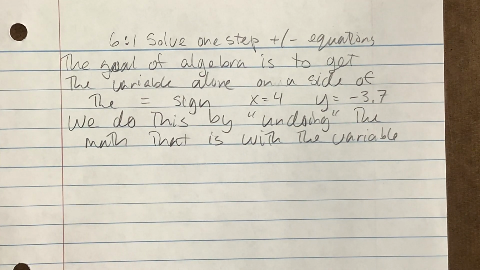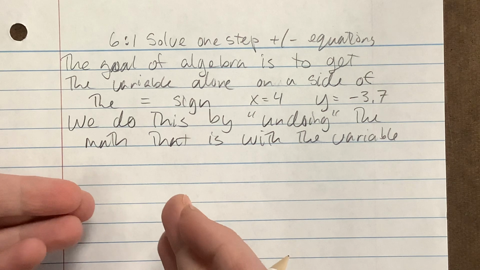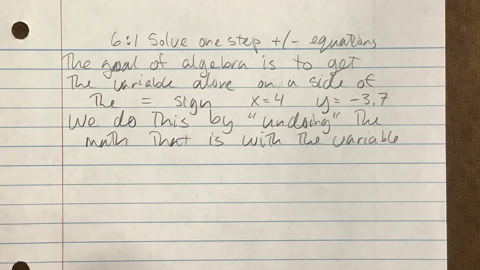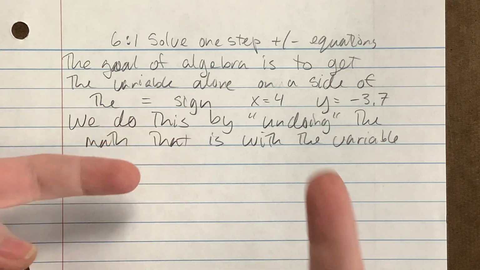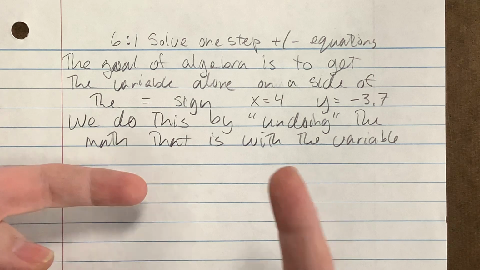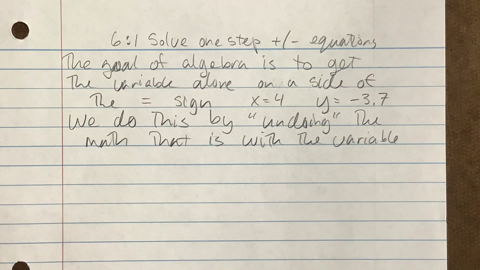So let's talk for just a second about our opposites, right? If we have addition showing, to undo addition, we subtract. If we have subtraction showing, to undo subtraction, we add, right? Because we talked about having a negative 3x and a positive 3x. Negative 3x plus 3x goes away. And that's essentially what we're doing.